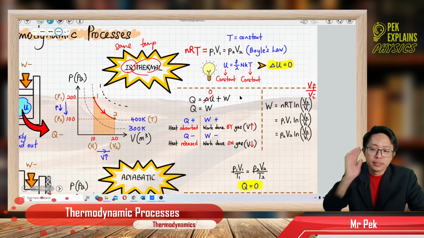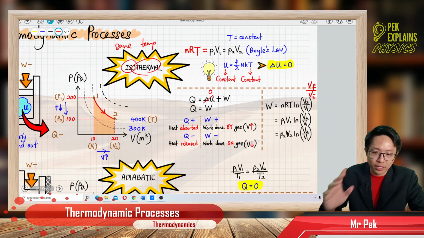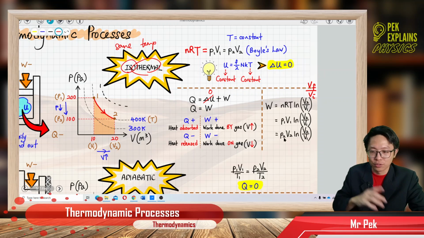So there are three equations for you to choose. You can use nRT, or P1V1, or P2V2. Just make sure you use the right values. Don't use P1V2 and also don't use P2V1. It must be P1V1 or P2V2, or you just use the temperature. Let's say I use the first one, nRT, then I use 400 Kelvin. These two points have the same temperature, 400 Kelvin.